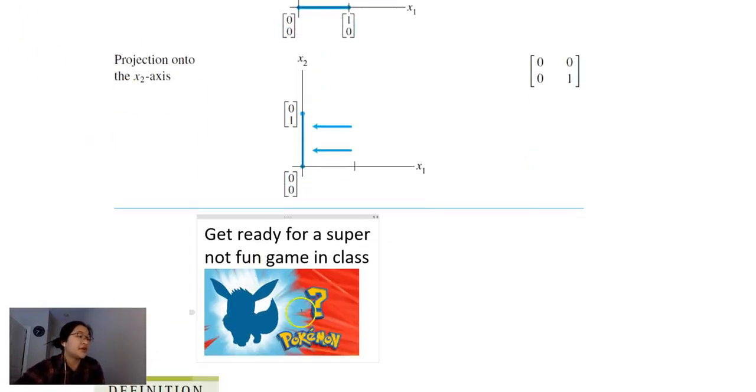So get ready for a super not fun game in class. This is one of my favorite Pokemons, so that's fun.